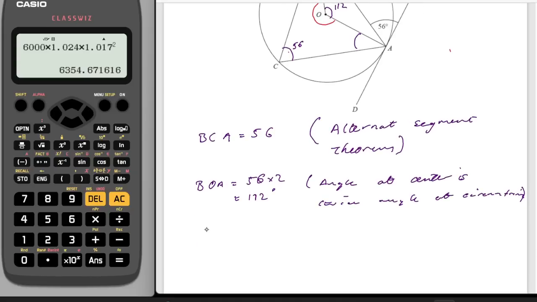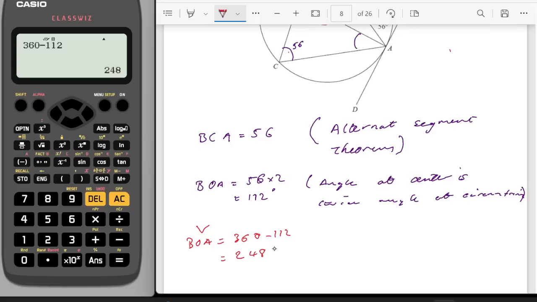So the reflex angle of BOA is going to be equal to 360 minus 112. So 360 minus 112, 248 degrees, and that's angles at a point equal 360.